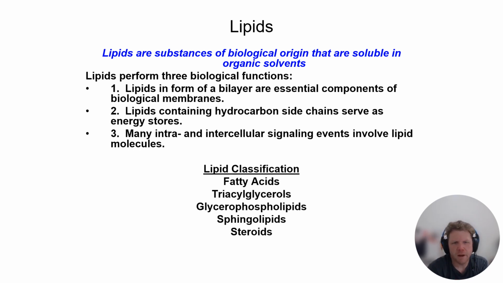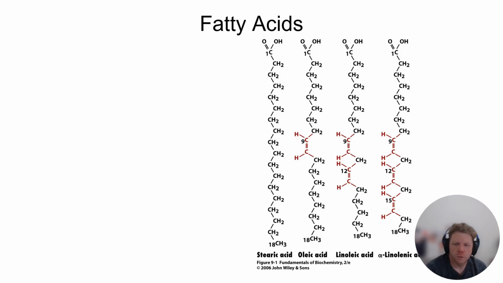Now, there's a total of 5 major classes of lipids that we're going to talk about, and my plan is to introduce the first 3, fatty acids, triacylglycerols, and glycerophospholipids in today's lecture. We will get through some of the other ones, sphingolipids and steroids, in subsequent lectures. So let's go ahead and get started. Here are our fatty acids.